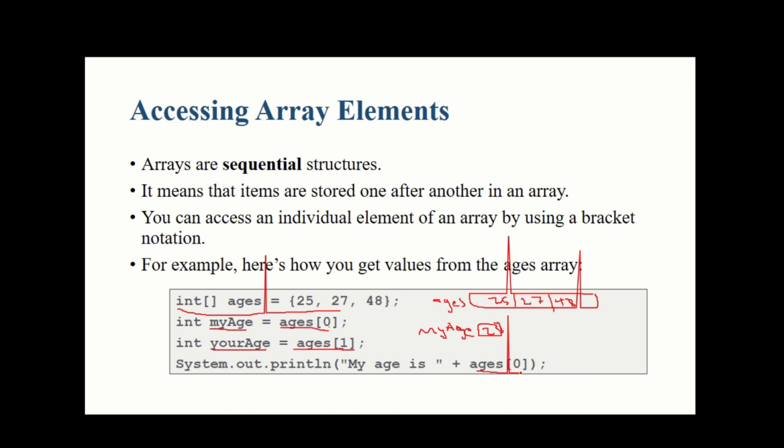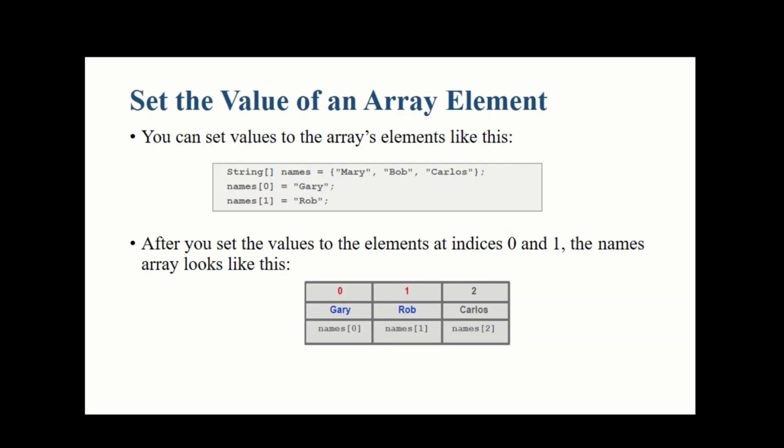If you want to change it, you can just say age, for example index 2 equal 54, and that will change the value inside the array. This is how it works.